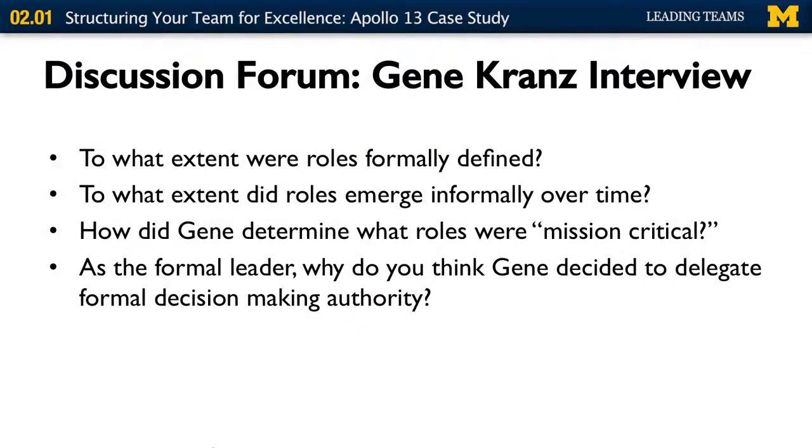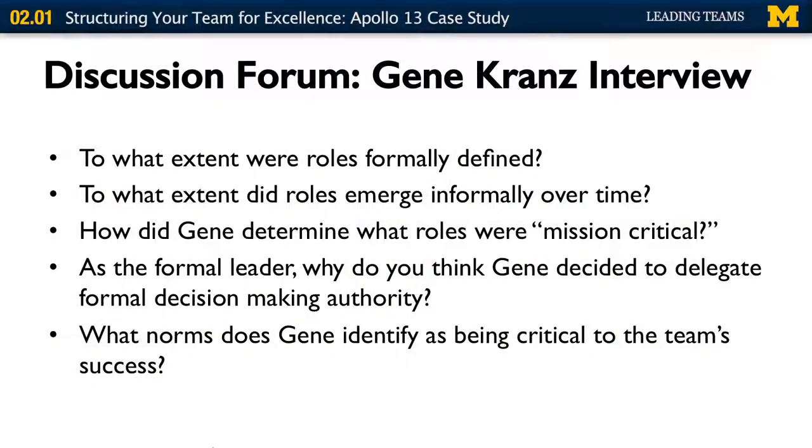And the other is, you have to remember, he's the formal leader here. He has all of the power, all of the formal authority. And we talked a lot in our third course on influencing people about the importance of both formal power, formal authority, and informal power. And reflecting on those insights, those lessons, the question I have for you now is, as a formal leader, why do you think Gene decided to delegate formal decision-making authority to certain individuals in the team?